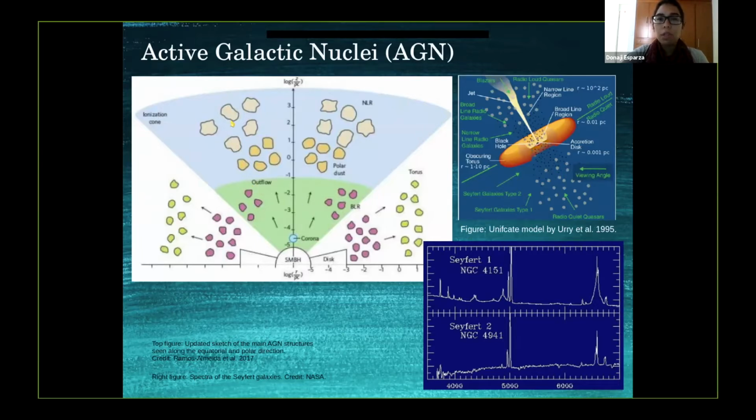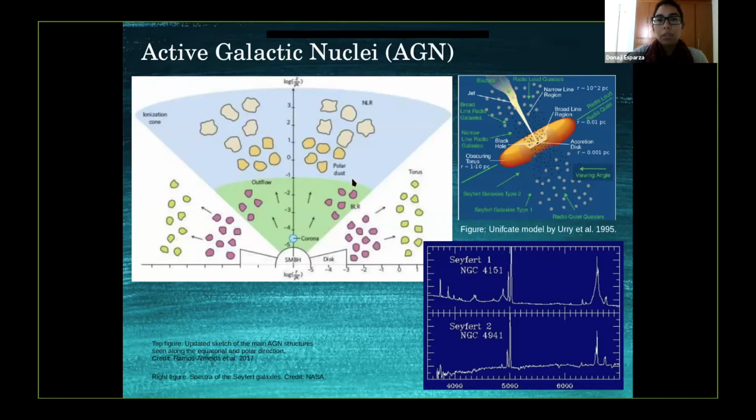This figure shows a recent scheme of AGNs, and we can see the different components of these sources. These AGN components have already been introduced in previous talks. Therefore, I am going to omit this part.